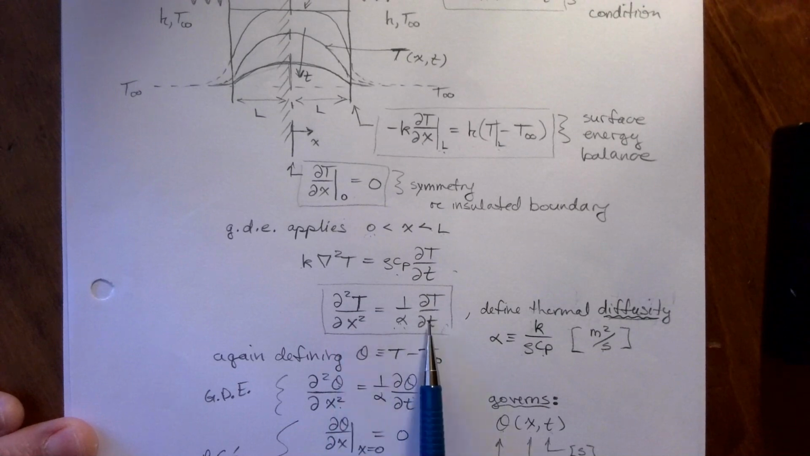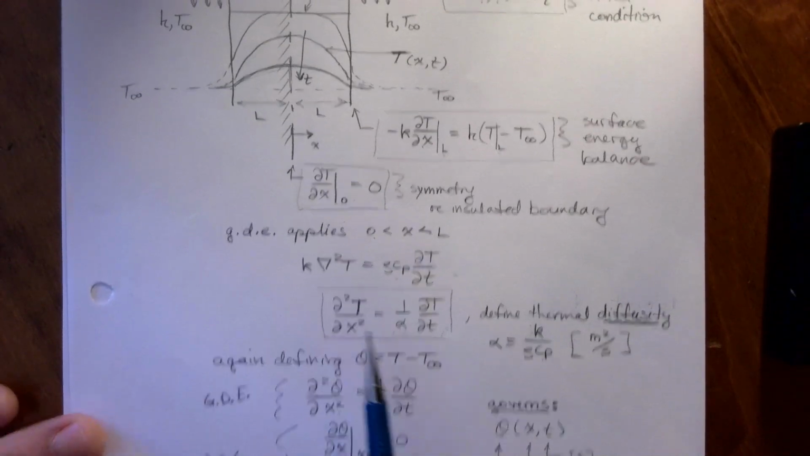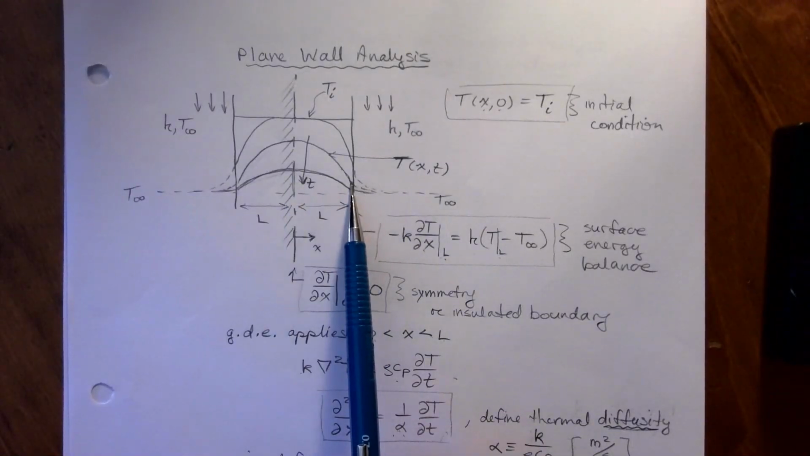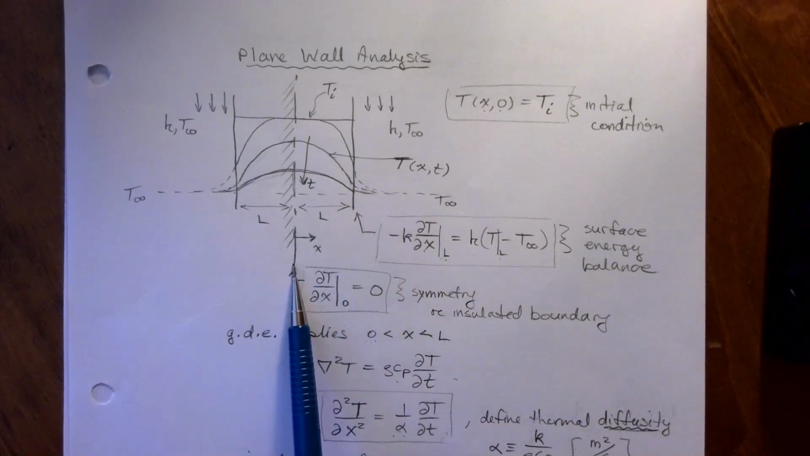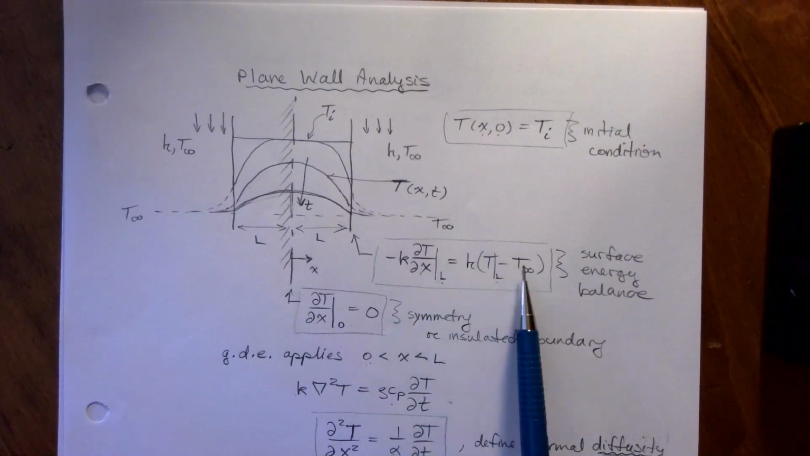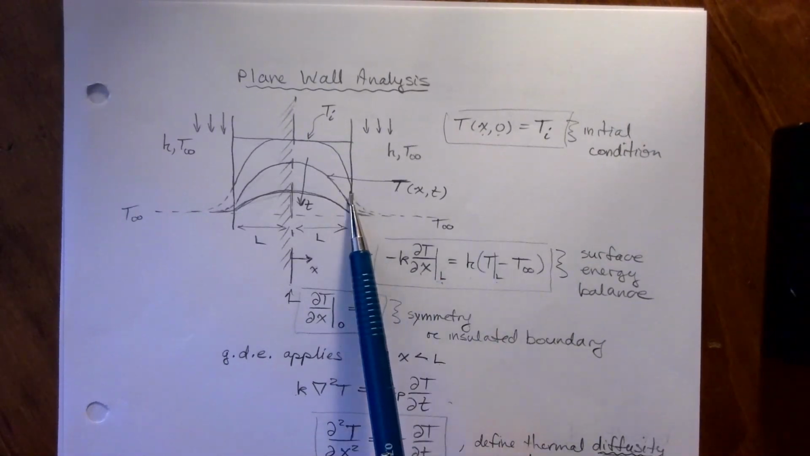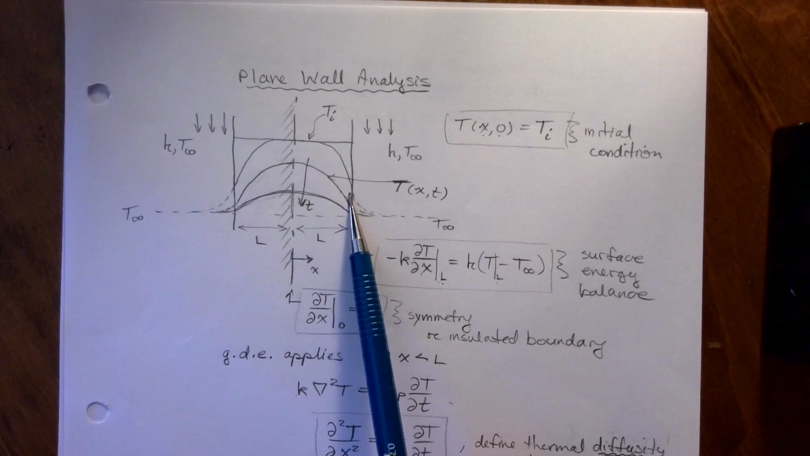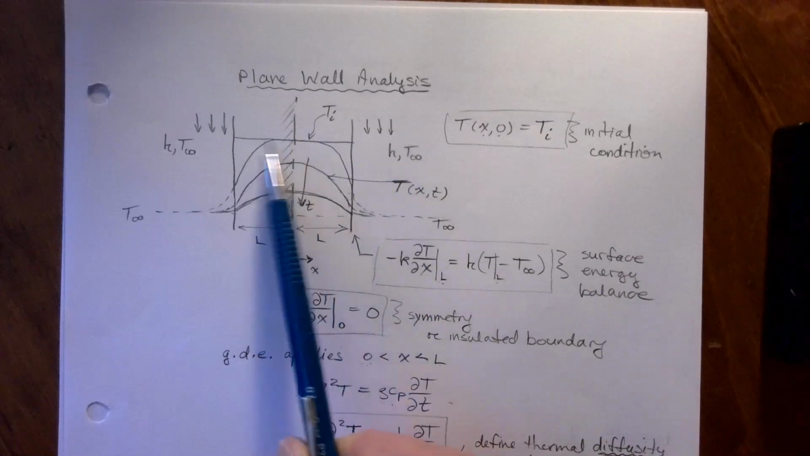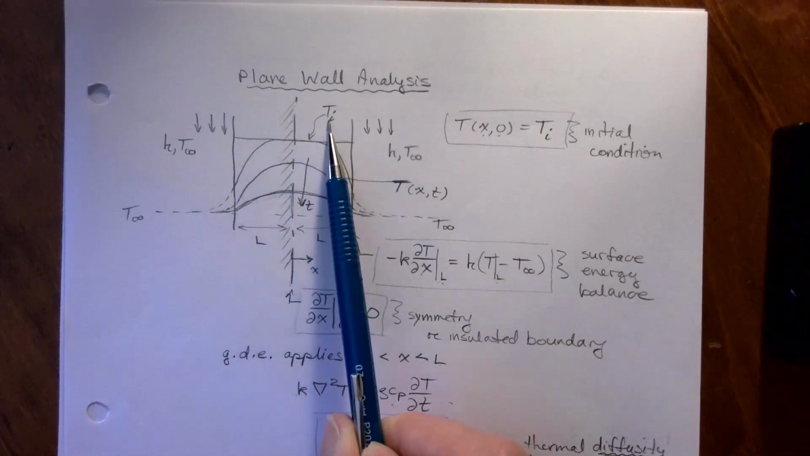Sorry, our partial differential equation involving x and time that applies at every point in the domain between 0 and L. We have boundary conditions, 0 slope at x equal to 0, a surface energy balance that conduction balances convection at x equal to L, and then we also have an initial condition that at time t equal to 0, the temperature is initially uniform at Ti.